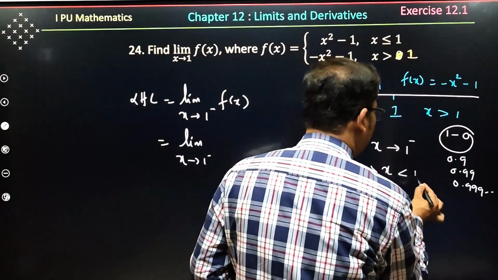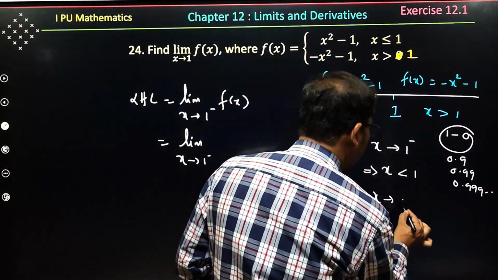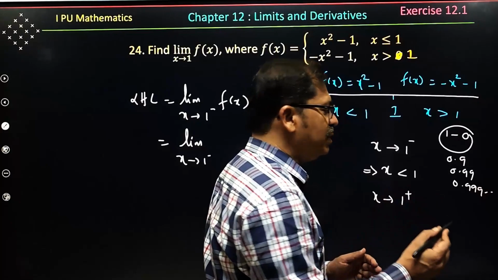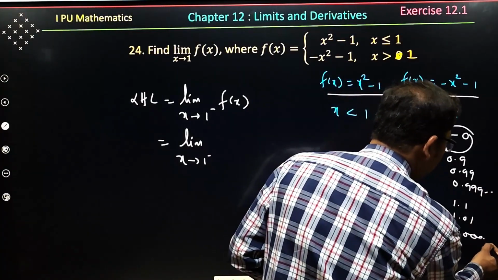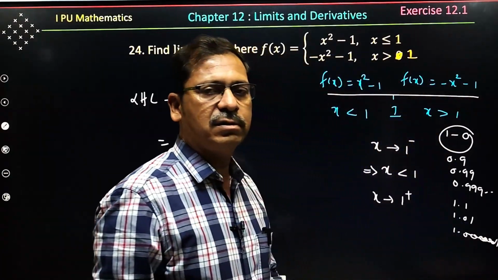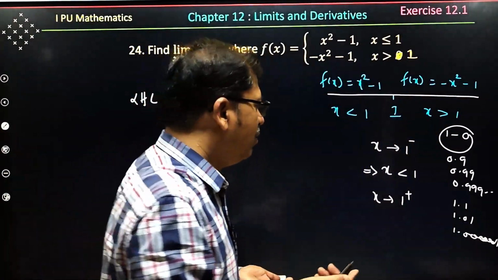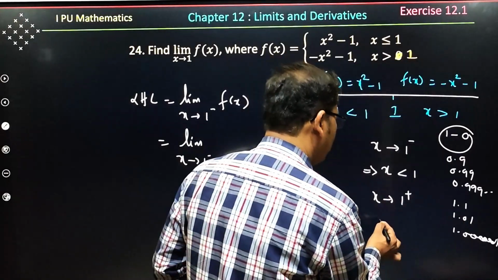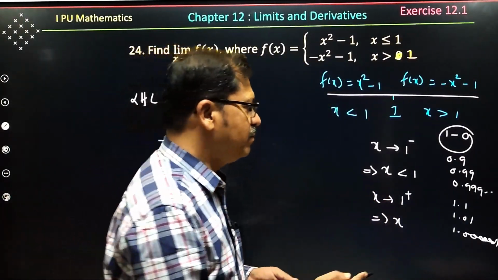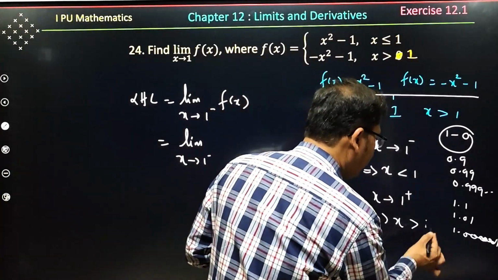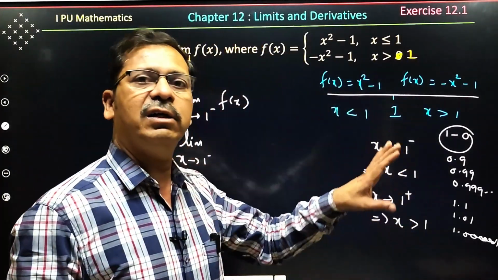X is less than 1. X tends to 1 plus means what? 1 plus means it may be 1.1, 1.01, 1.00000001, like this. Means greater than 1 or less than 1? Come on. Is x greater than 1 or less than 1? Greater than 1. You need to understand this, the logic must make sense.